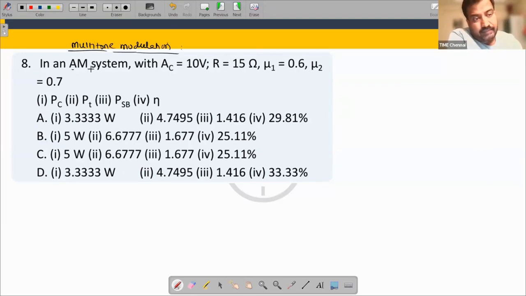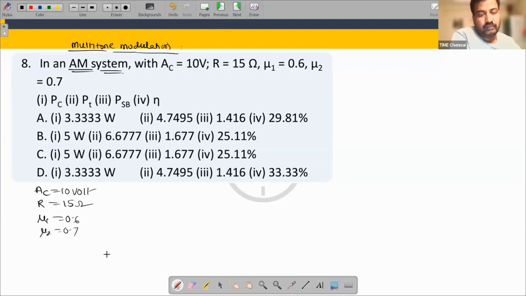In an AM system, Ac is equal to 10 volt, R is 15 ohm, mu1 is 0.6, mu2 is 0.7. Okay, then find Pc.